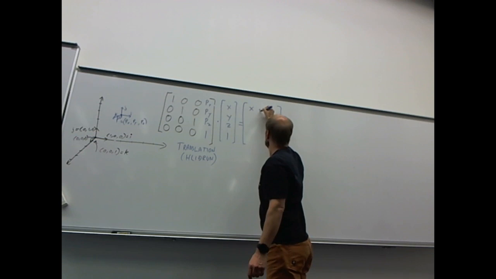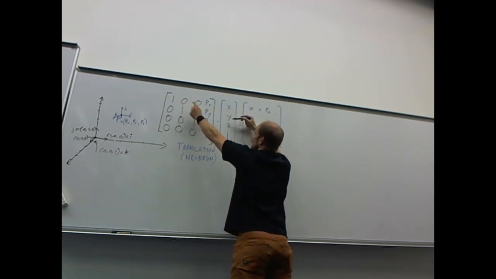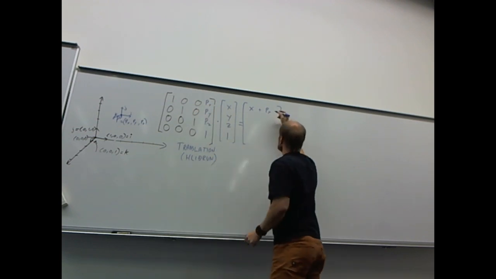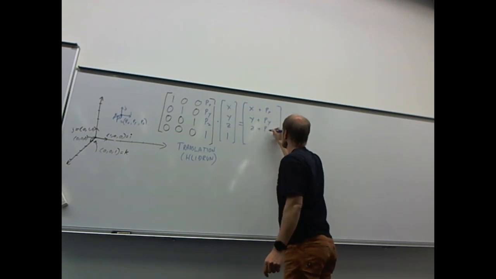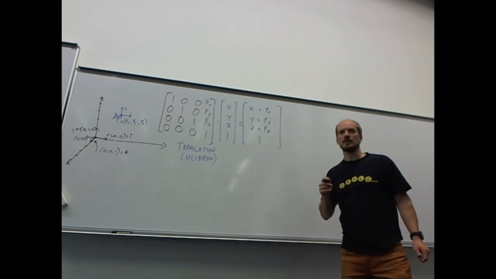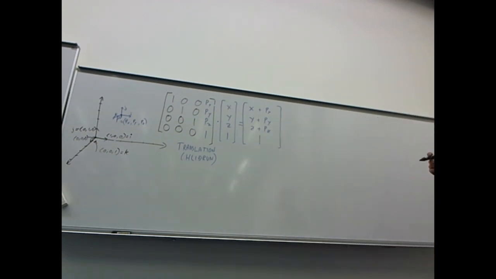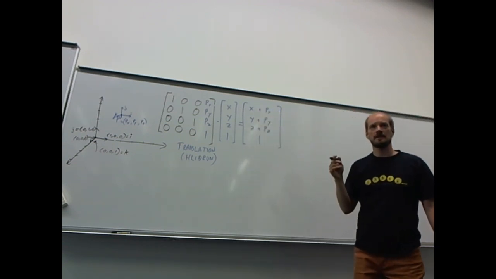Yeah, x plus px will come here. We'll get 1 times x, 0 times y, 0 times z, and 1 times px. We'll get y plus py. We'll get z plus pz. And we'll get 1 times 1. Okay, so the coordinates will simply be translated.